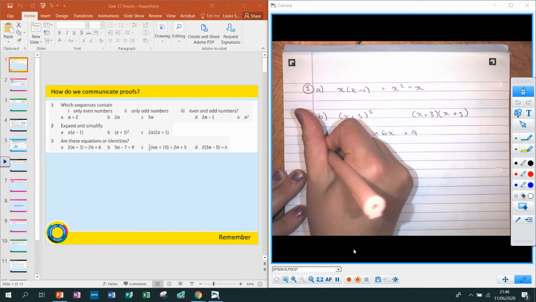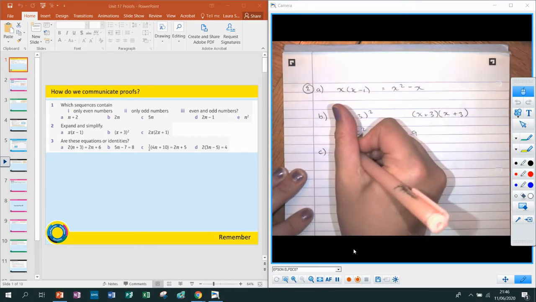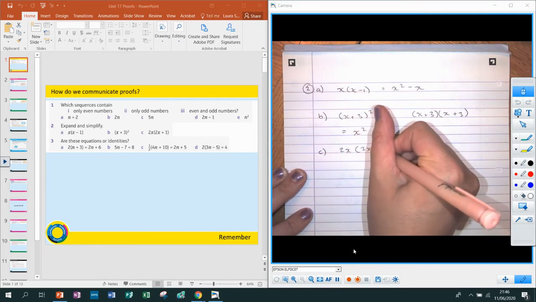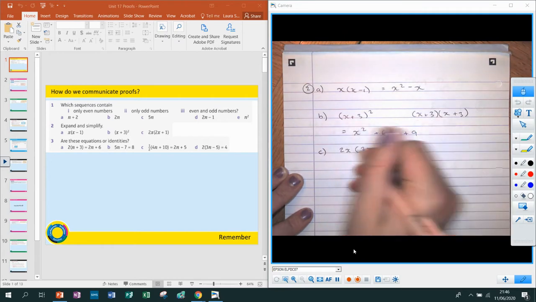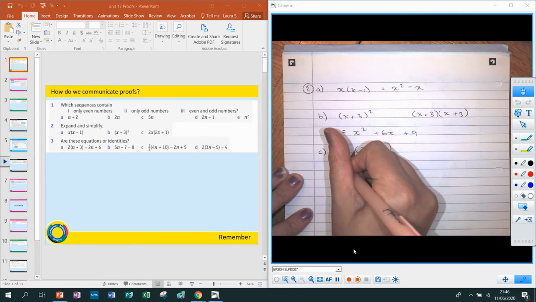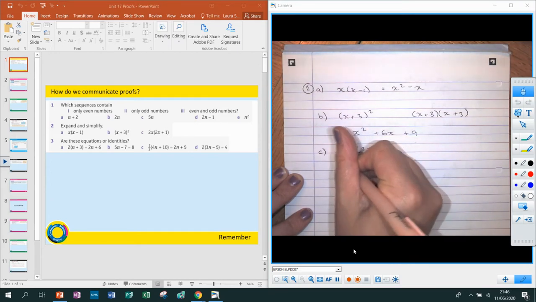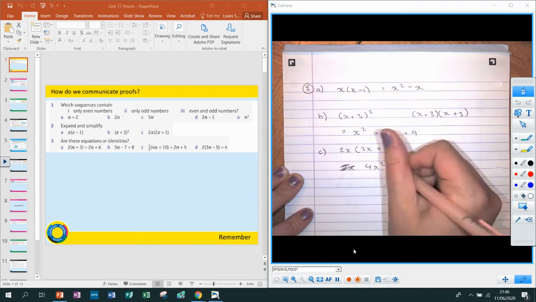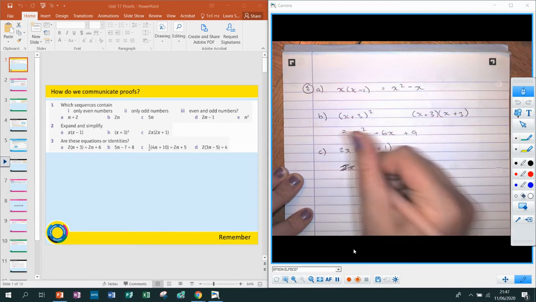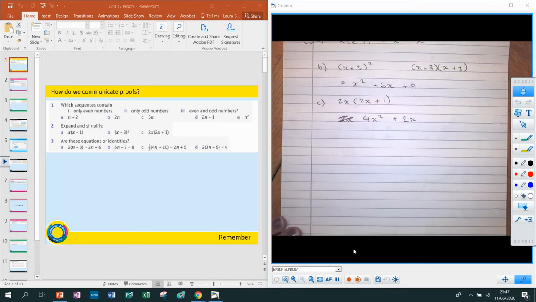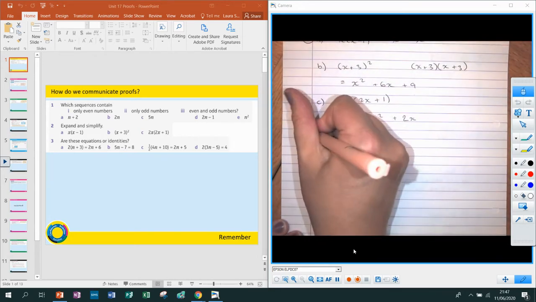Part C, we have 2x times 2x plus 1. It's just linear expanding, so 2x times 2x is 4x squared. And 2x times 1 is plus 2x. Apologies. All right, so that one's done. Can't simplify any further. None of them are like terms.